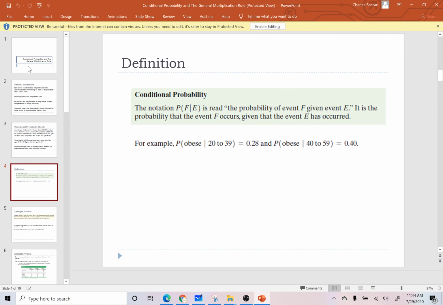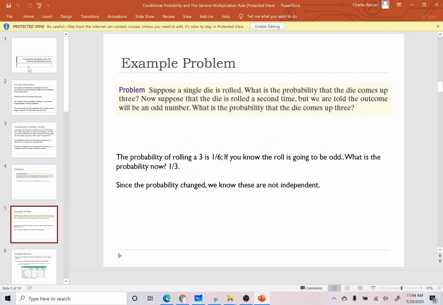Suppose that a single die is rolled. What is the probability that the die comes up 3? Now suppose that the die is rolled a second time, but you're told the outcome will be an odd number. What is the probability that the die comes up 3? The probability of rolling a 3 is 1 in 6. If you know the roll is going to be odd, what is the probability now? It's changed to 1 in 3, and so we know that the probability has changed, and therefore it's not independent anymore.